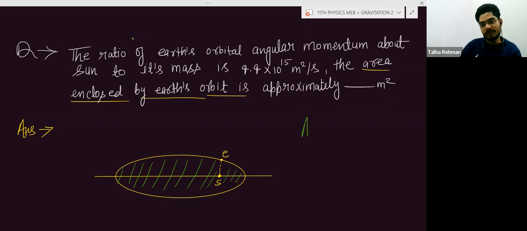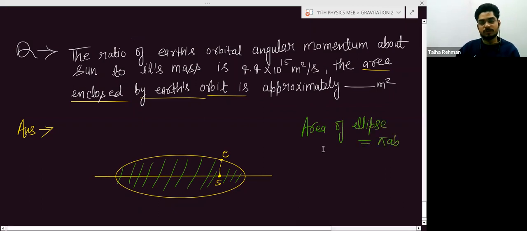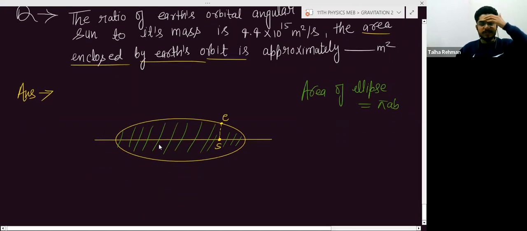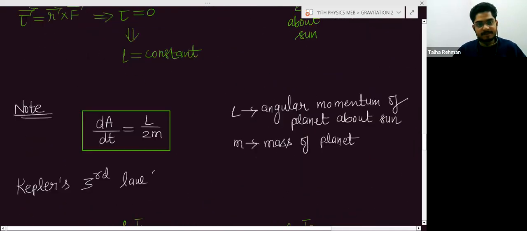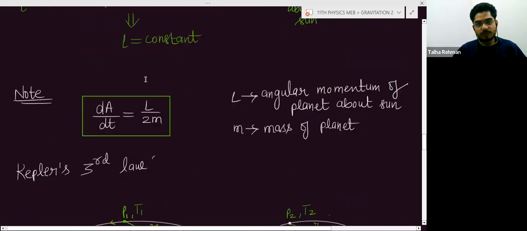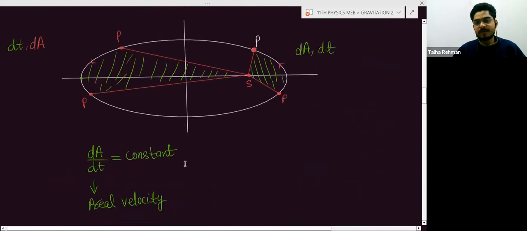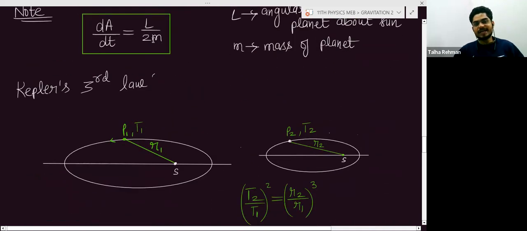So area of ellipse is equal to pi into AB. So we do not have A. A is the length of semi-major axis, and length of semi-minor axis is not given. A and B we do not have. So we cannot calculate the area with this formula. But we have one other formula. Aerial velocity dA by dt. We did here. dA by dt is equal to L by 2m. And what is dA by dt? Aerial velocity. So the aerial velocity is equal to L divided by 2m.